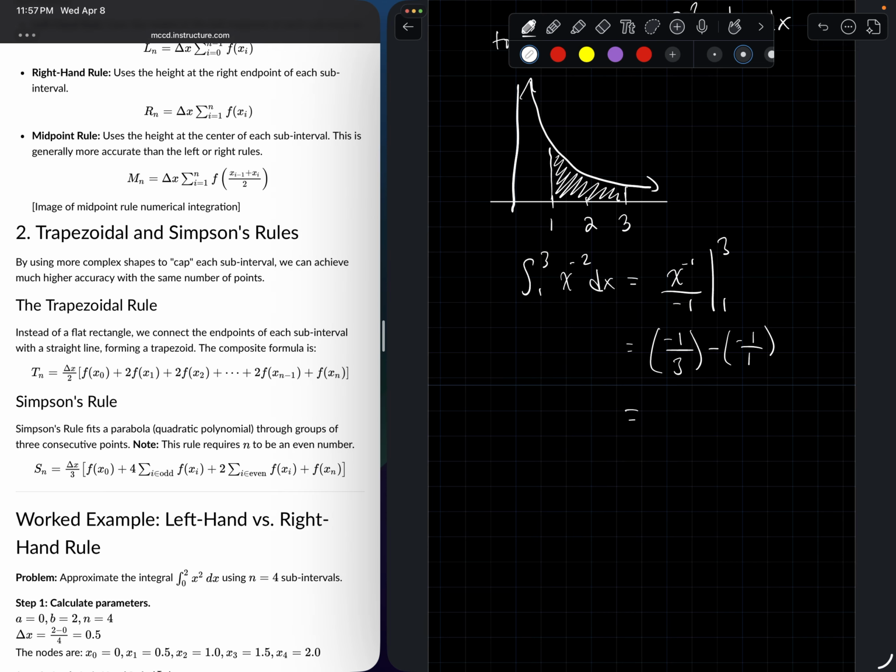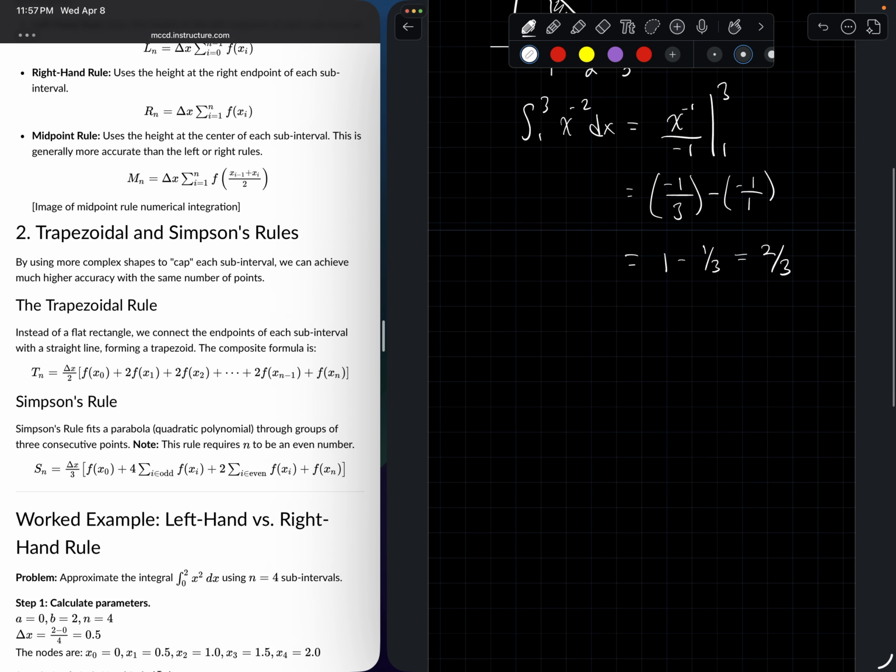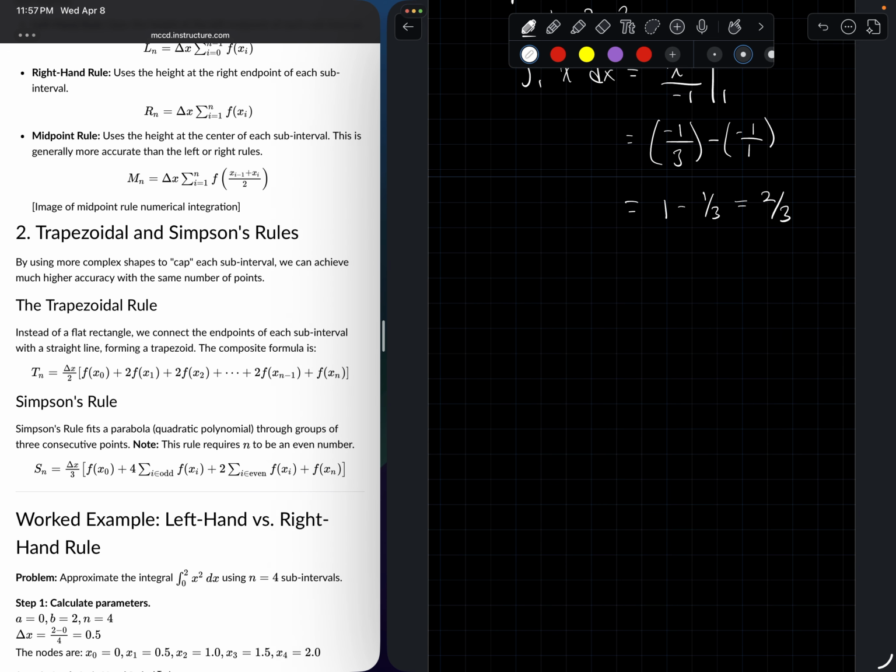So what do you get when you look at this all together? You get 1 minus 1/3, which is, I guess, 2/3. Hopefully I did that right. I teach computer science now. It's been a while since I taught calculus. But let's go ahead and try to do this now with the trapezoidal rule.